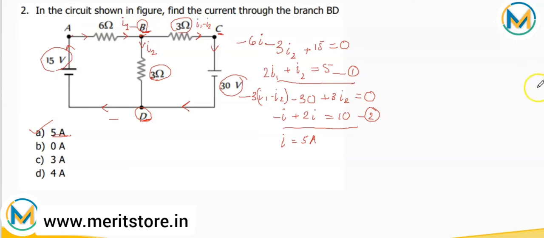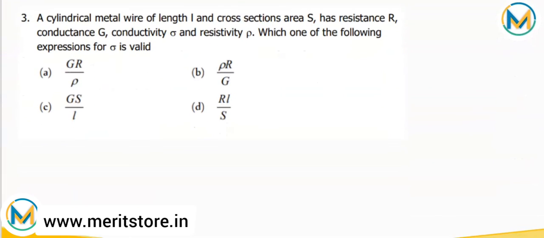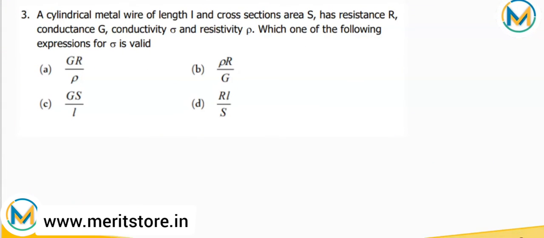Looking towards the next question. A cylindrical metal wire of length L and cross-section area S has a resistance R, conductance G, conductivity sigma, and also resistivity rho. Which one of the following expressions for sigma is valid? That means for conductivity.